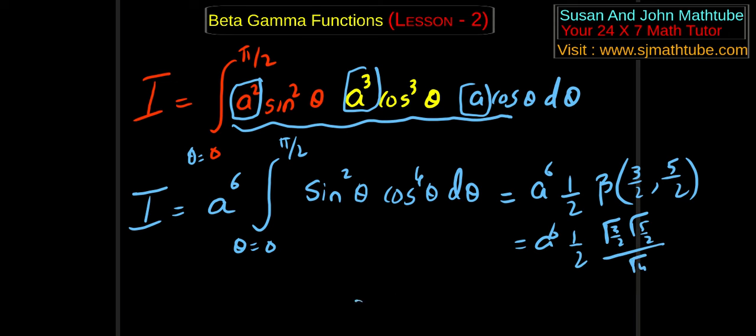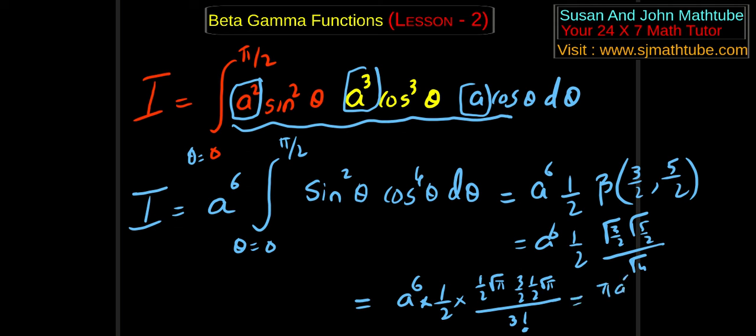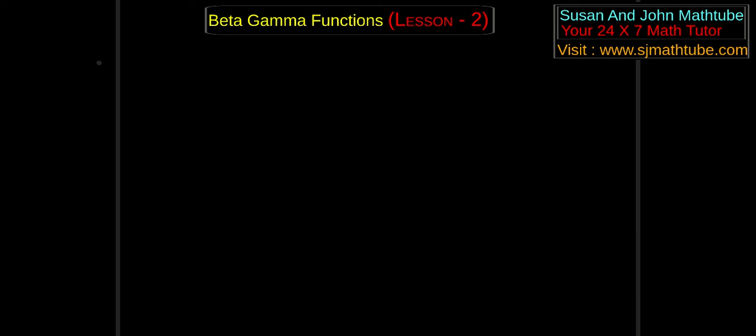And that gives me, I think I should leave this as homework. Anyway, I'll complete it. That will be 1 by 2 root pi, 3 by 2, 1 by 2 root pi, by 3 factorial. And one more thing, if you're finding this part difficult, that means you have not watched lesson number 1. Okay, so you can simplify, you get pi a to the power 6 by 32. Let's move on to the next question.